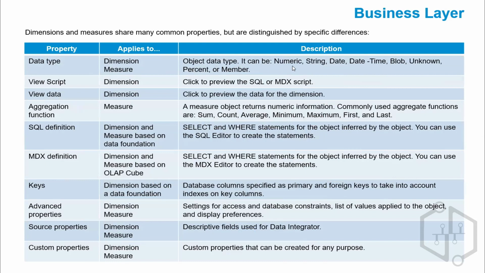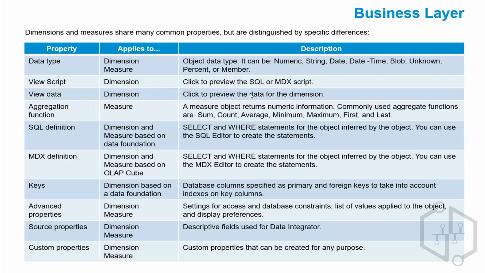For data type, it can be numeric. String is like a collection of characters. Date, if the object is defining a date, like start date, end date, then the object data type should be date. Date time, if it has the timestamp also, the type is date type. Blob, unknown, percentage, or member. So these are the types of data types.